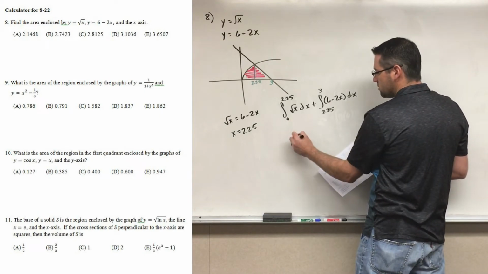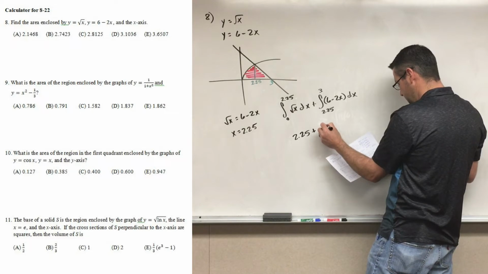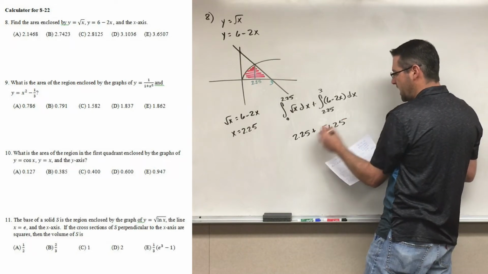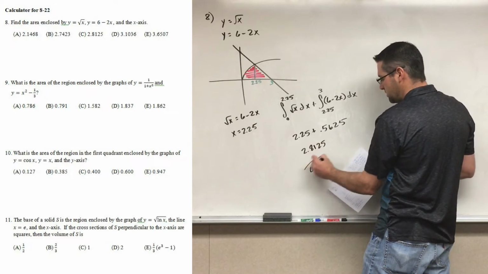This first integral is 2.25. This second integral is 0.5625. And when I add that together, I get 2.8125, which is C.